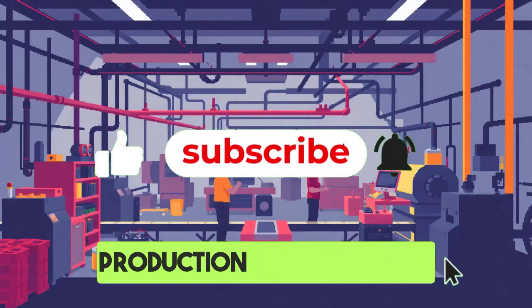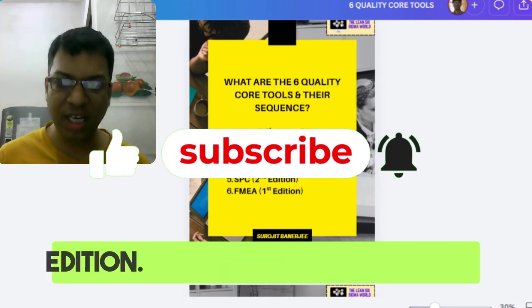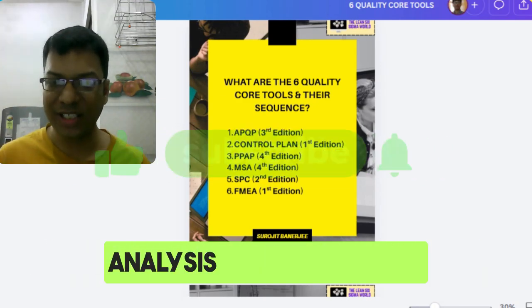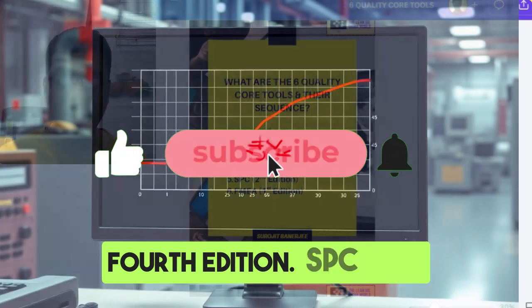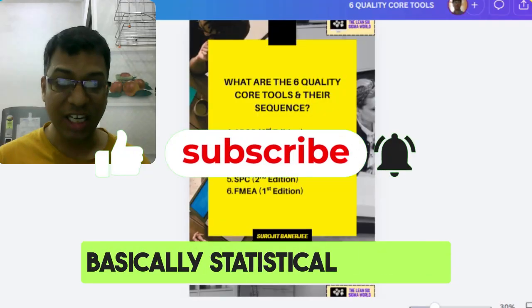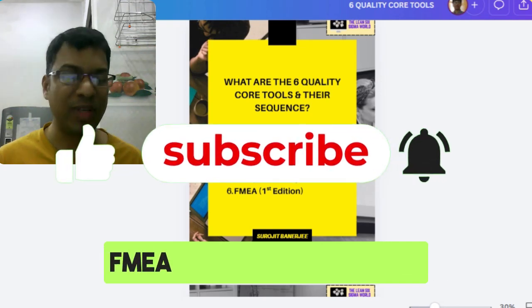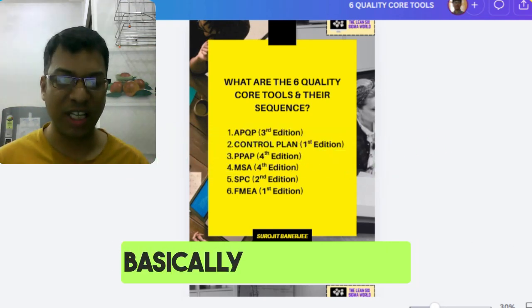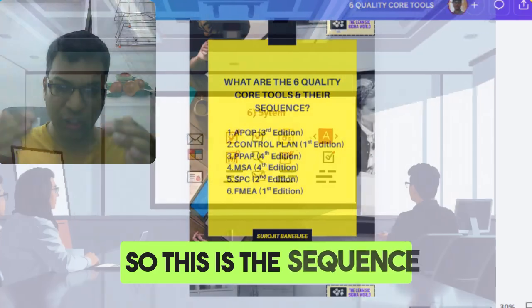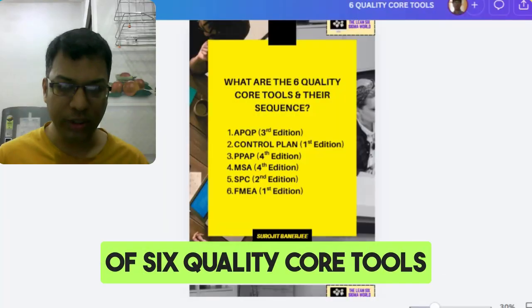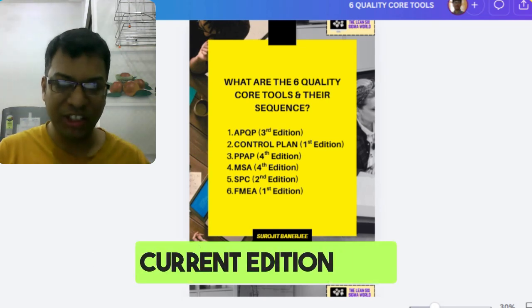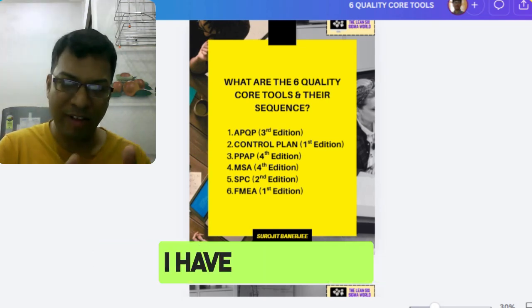The third tool is PPAP, Production Part Approval Process. That is the fourth edition. Fourth is MSA, Measurement System Analysis. That is also the fourth edition. SPC, that is Statistical Process Control, second edition. And FMEA, Failure Modes and Effects Analysis, that is the first edition. So this is the sequence of the six quality core tools and their editions that are currently running at this moment.